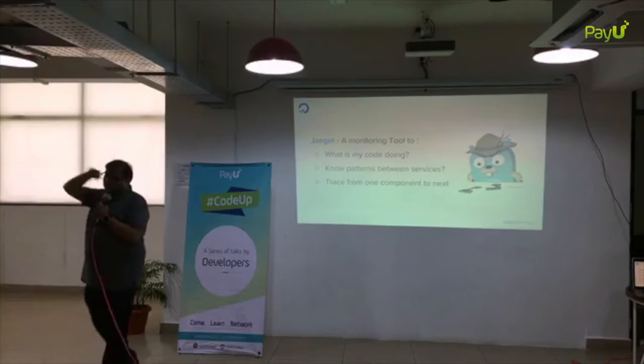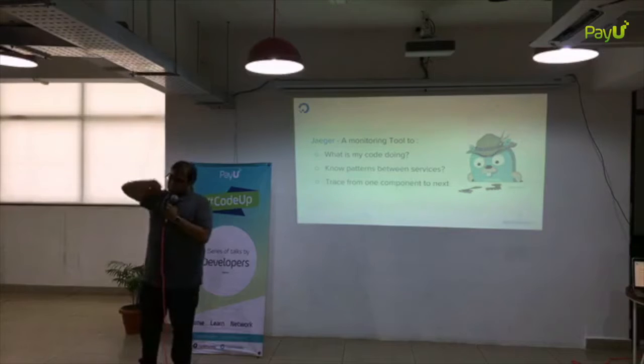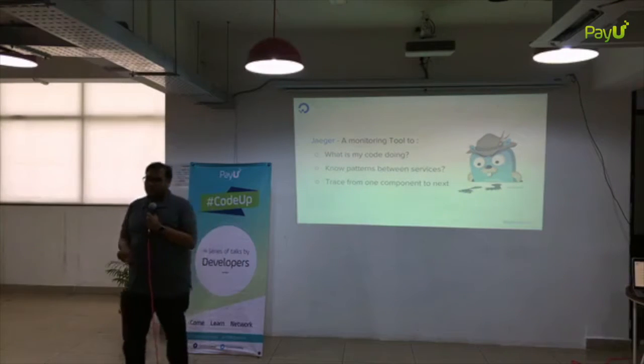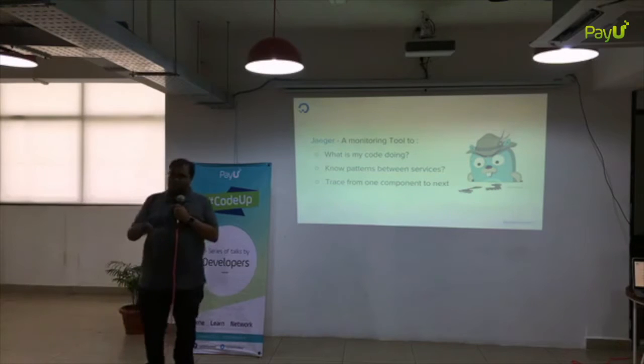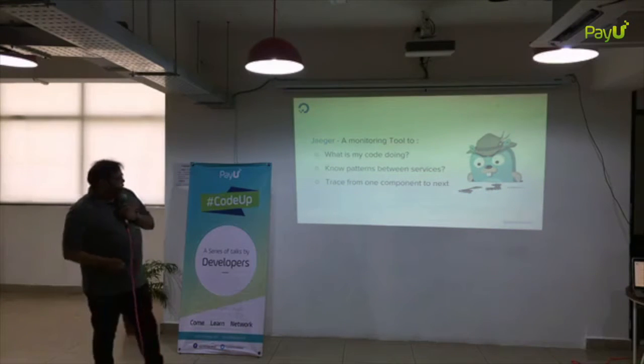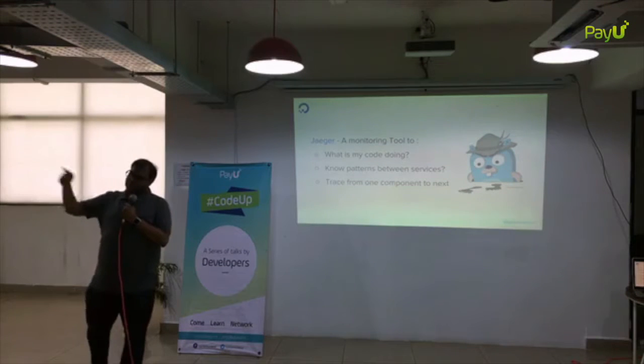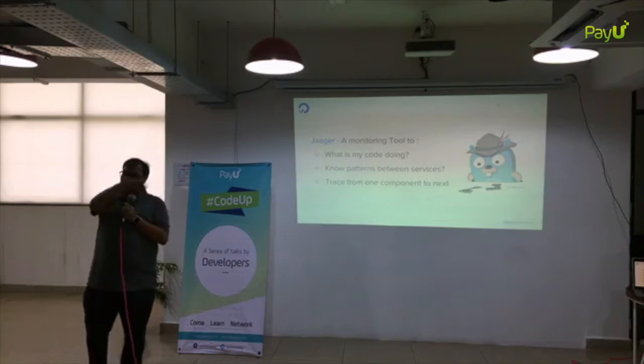What are the transaction differences? Which service actually talks to which service? The diagram which I showed you, right? There was the Uber dynamic graph diagram. So it's tracing from one component to another component. There are different components and operations which happen.